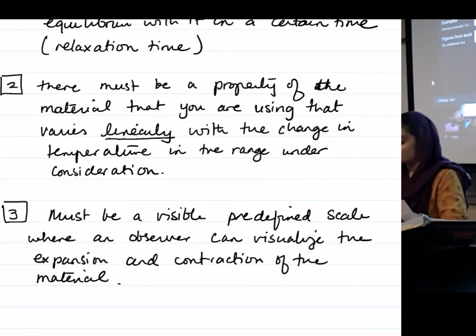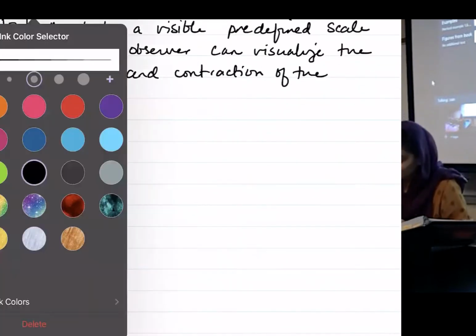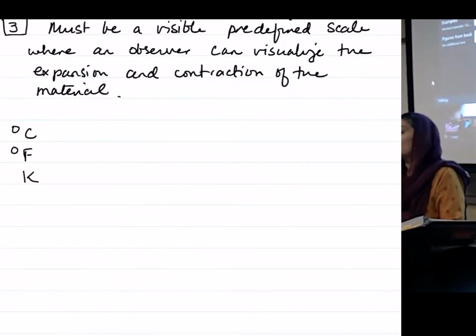So over the years, people came up with many a scale, and they are Celsius, Fahrenheit, and Kelvin. The US uses one, the rest of the world uses another, and scientists use the third. Done.